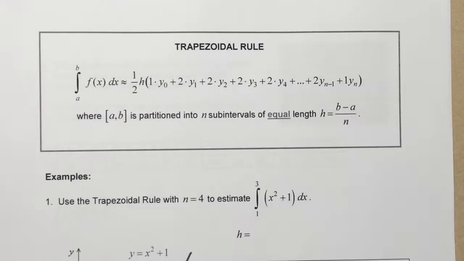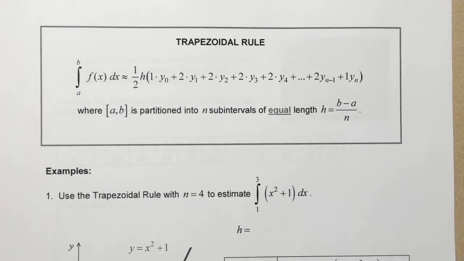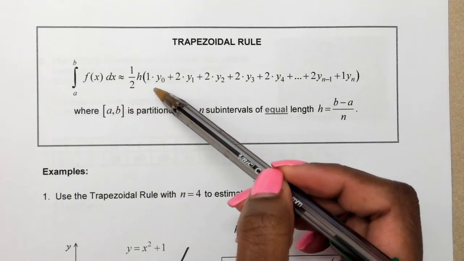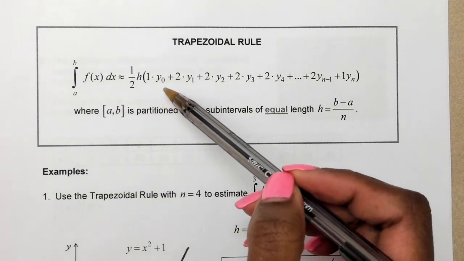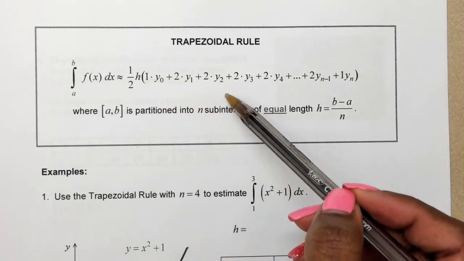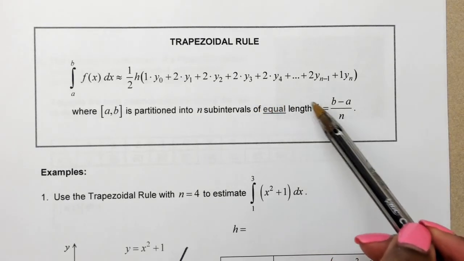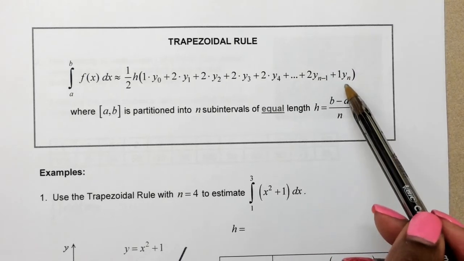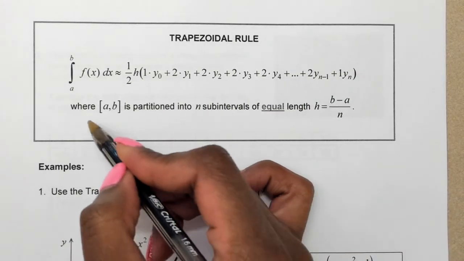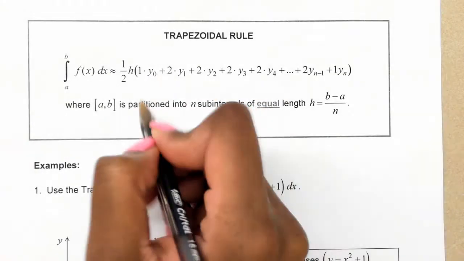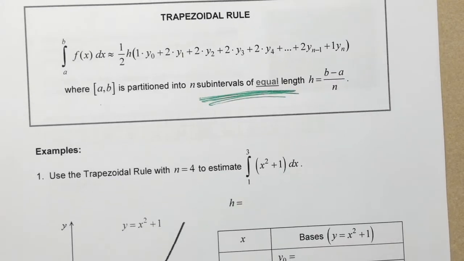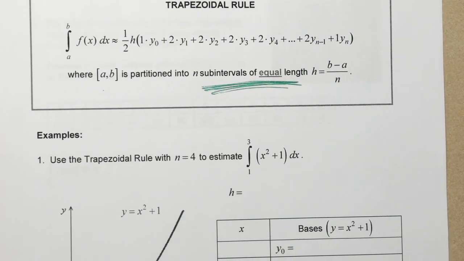So that is the trapezoidal rule. The integral from a to b of f of x dx is approximately 1/2 h times 1y0 plus 2y1 plus 2y2 plus 2y3, and so on and so forth, until you get to 1yn, which is your last y value. And this only works if the integral from a to b is partitioned into subintervals of equal length. If they are not of equal length, then you cannot use this rule. You would have to find the area of each individual trapezoid and add them together.